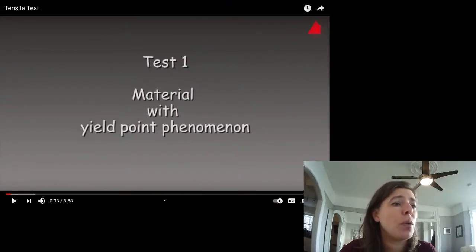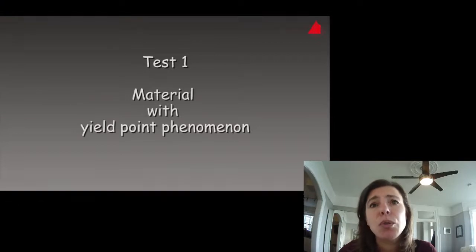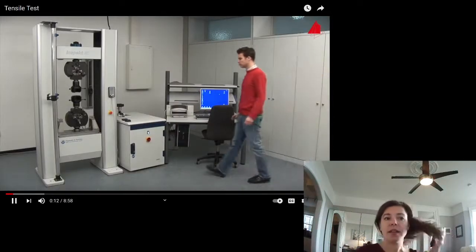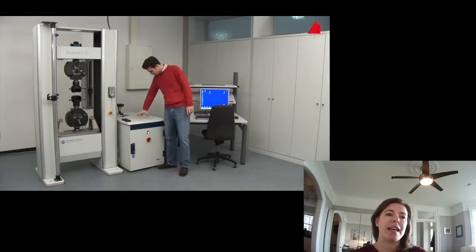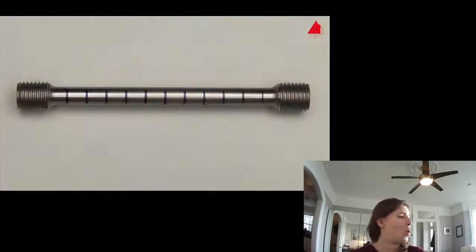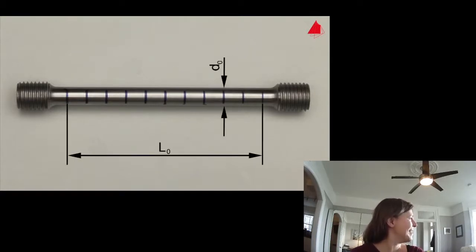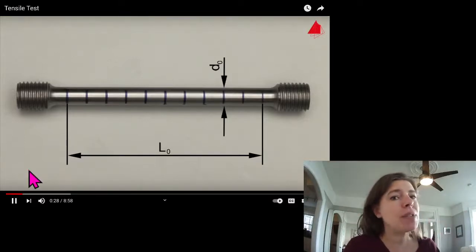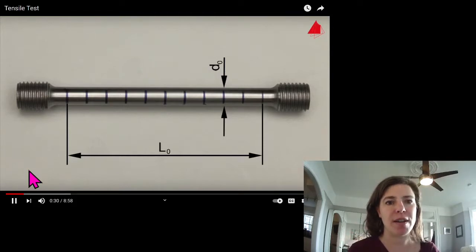So, we are going to go through two different tests. In the first tensile test, a plain carbon steel with yield point phenomenon is to be tested. This is the test piece. It has a cylindrical test region with an original diameter of 10 millimeters and an original gauge length of 100 millimeters. Okay, original length, original diameter, and we know diameter is directly related to cross-sectional area for a circle.